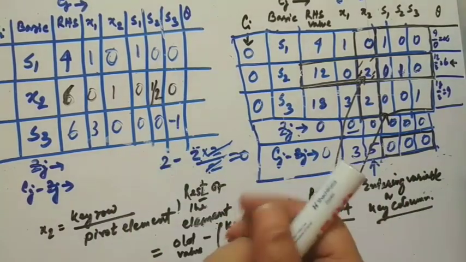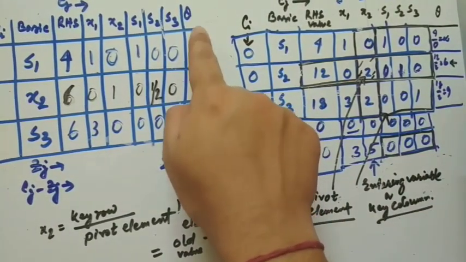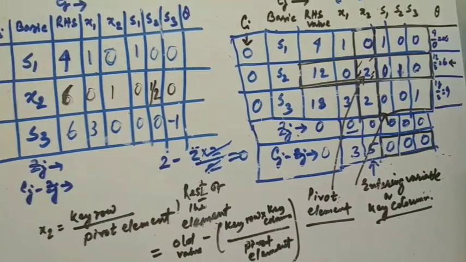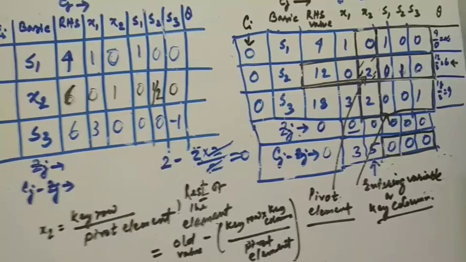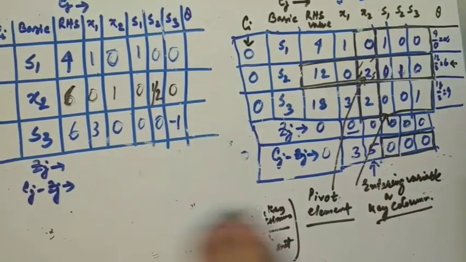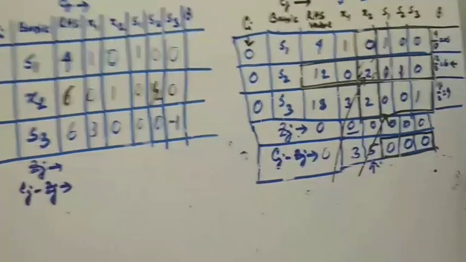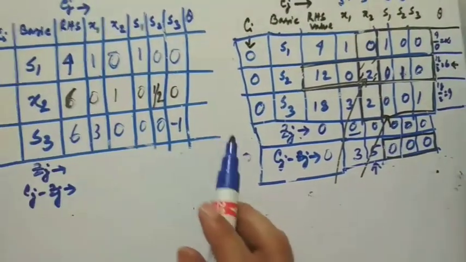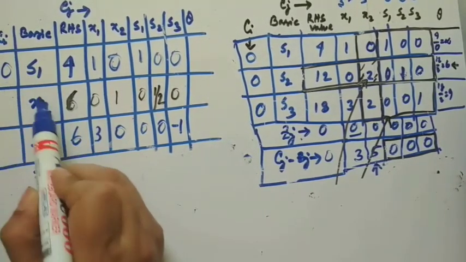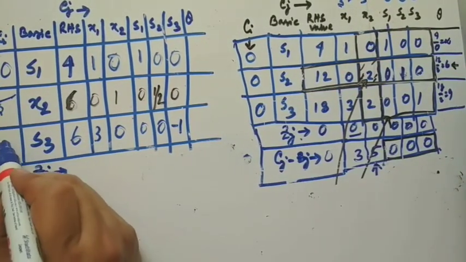Now let us calculate the value of theta here. For theta we know how to calculate: RHS value by key column. So we have to find the key column first. No, first we have to do the Zj and Cj values. Cj minus Zj value we have to calculate. So let us calculate Cj and Zj and Cj minus Zj. The Ci value will remain as it is. For S1 it will be 0, for S2 it will be 5, for S3 it will remain the same.